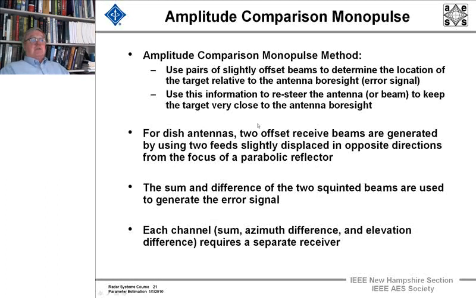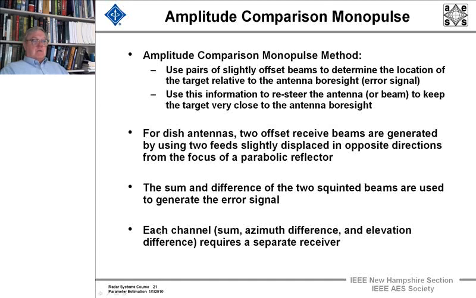For dish antennas, two offset receive beams are generally formed by using two feeds slightly displaced at the focus in opposite directions from the focus of a parabolic antenna. You'll see that in a minute visually. And the sum and the difference of the two squinted beams are used to generate an error signal. I'm going to show you in detail how that's done. Mathematically, there'll be a problem for you. The exercise is to derive the error signal.